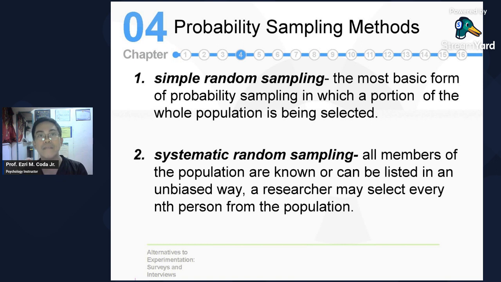For example, you have 500 total persons listed in your population, and then you only need 50. I think you need to get every fifth person or every 10th person in your list to get your 50 samples. I hope that makes sense.